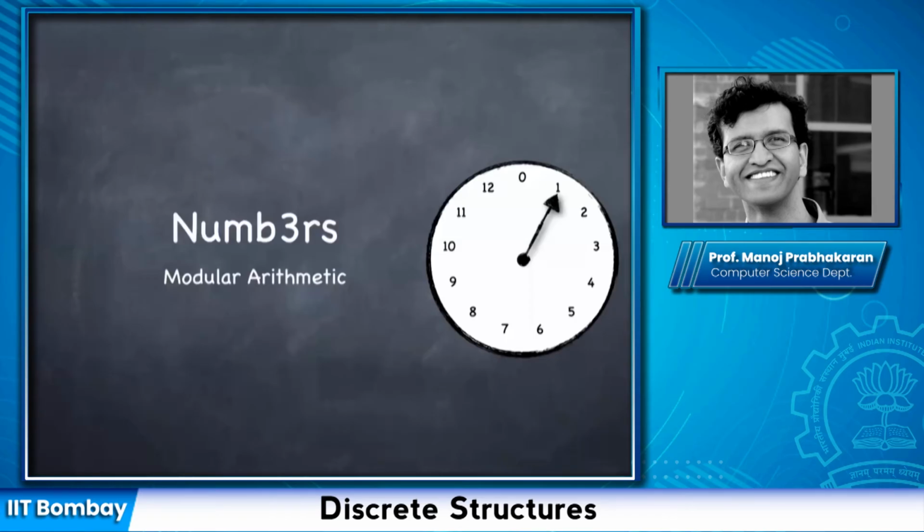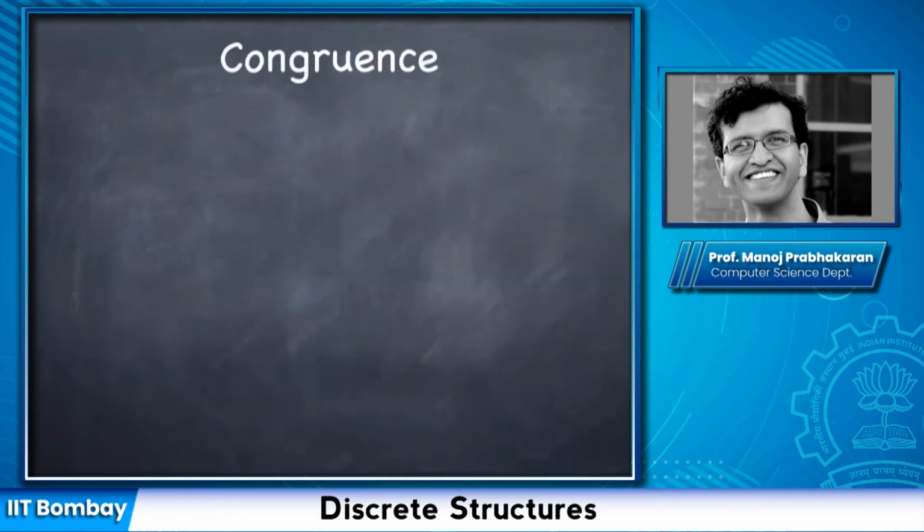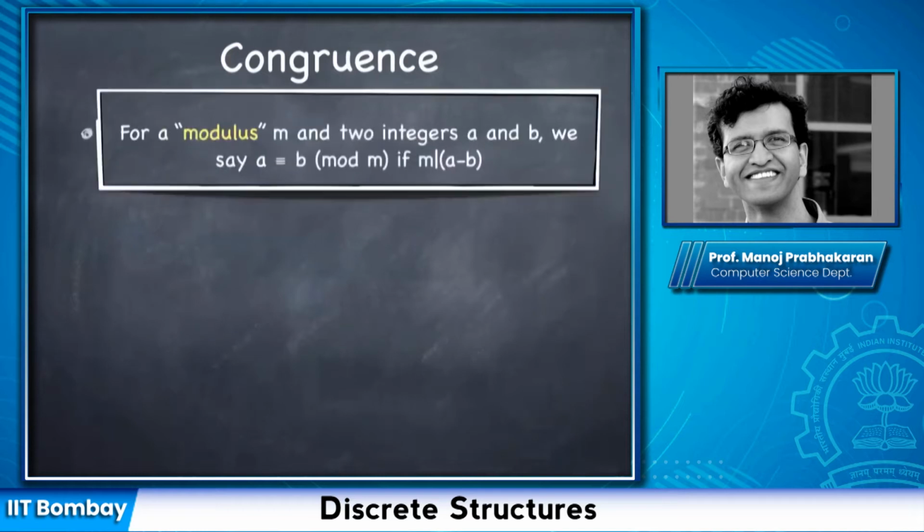We'll talk about modular arithmetic now, which is a simple idea, but a very powerful way of using numbers. So we'll start by defining something called congruence. We'll say two numbers A and B are congruent to each other with respect to a modulus M if M divides A minus B.